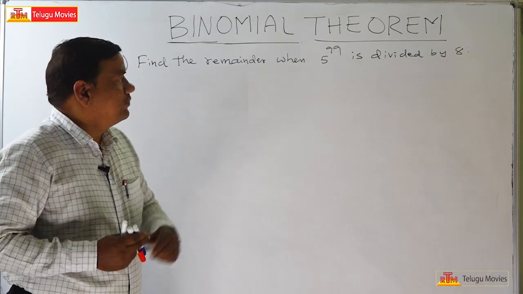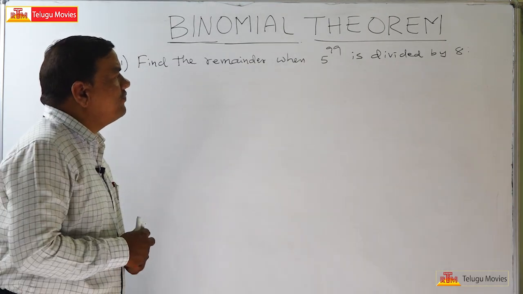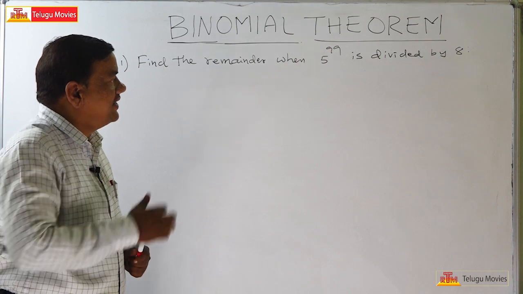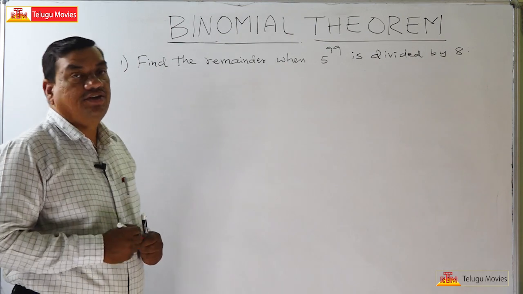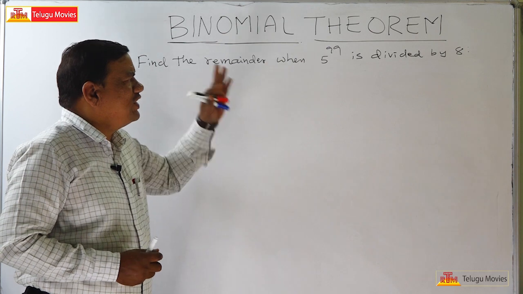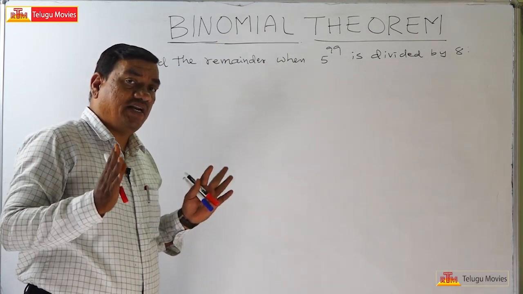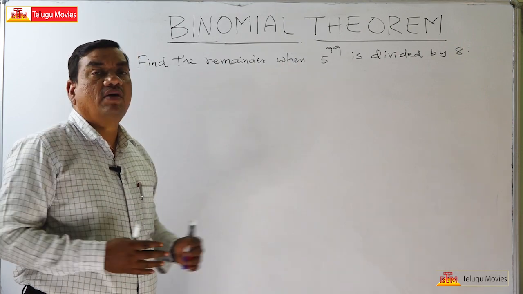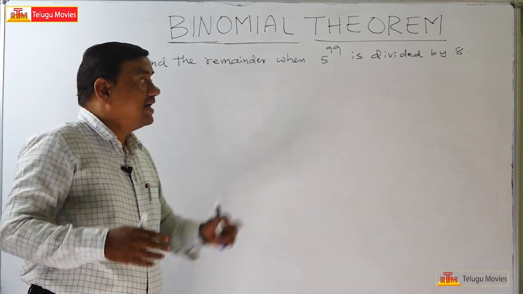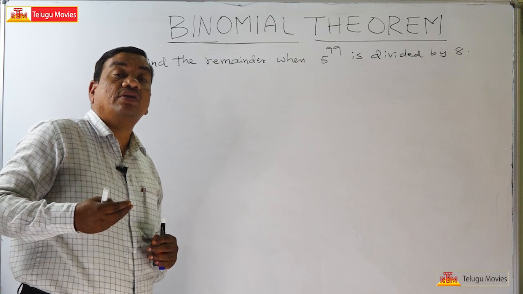Welcome to this problem. Find the remainder when 5 to the power of 99 is divided by 8. 5 to the power of 99 means you have to multiply 5 by itself 99 times. Then a very big number will come. You have to divide that number by 8 and find the remainder.